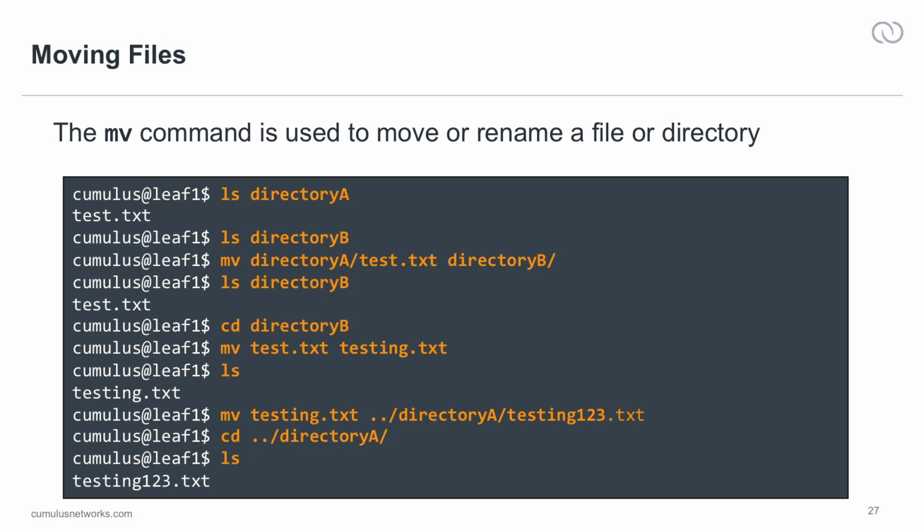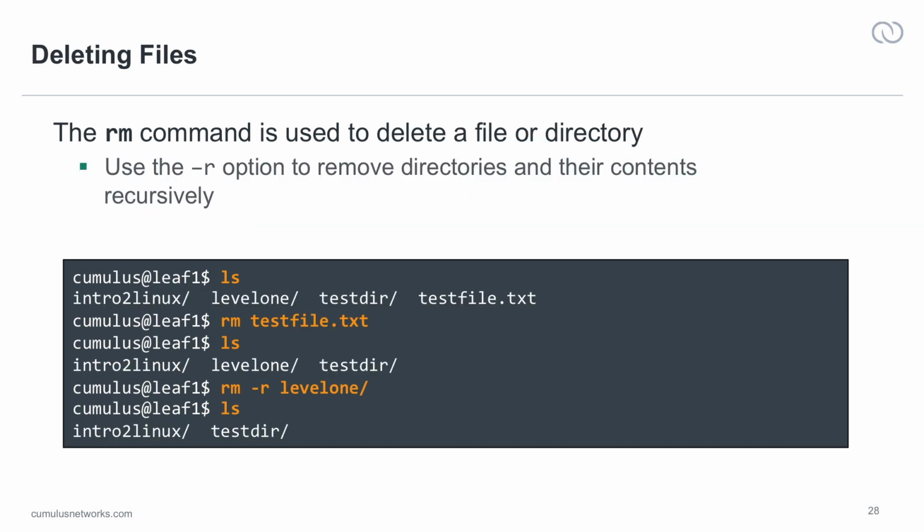However, if a different name is specified in the destination, then the file will be renamed as it is moved. The rm command is used to delete files. Be careful, there is no undo option for this command. Once a file is deleted, it is gone permanently.